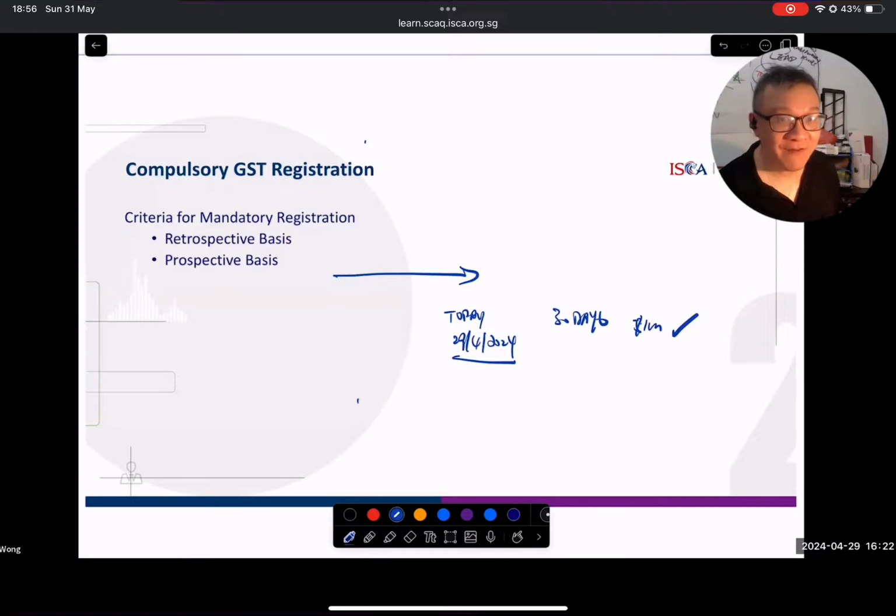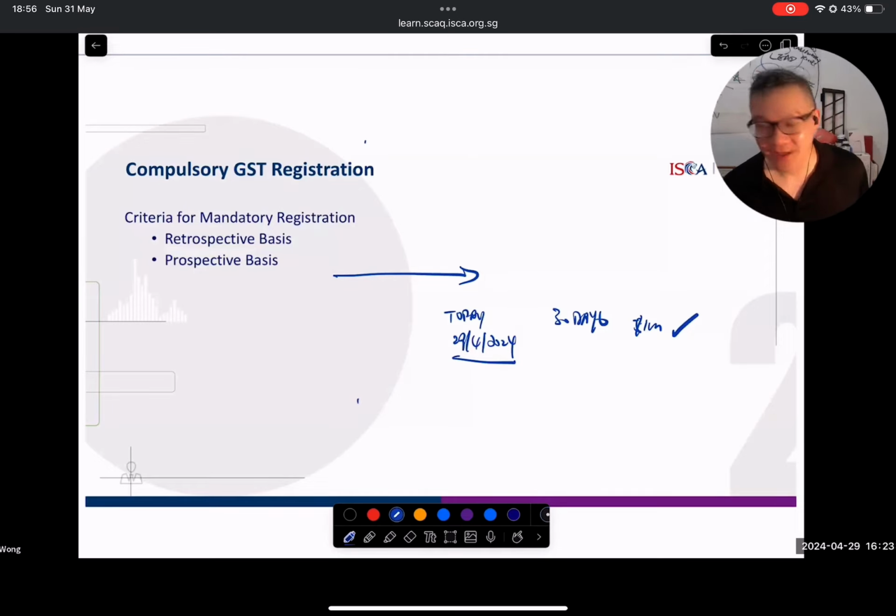So again, the retrospective basis is evaluated once a year, at the end of the calendar year, so to speak. But the prospective basis, you think about it, is evaluated on a daily basis. The question every day you have to ask is, within the next 30 days, will I hit the threshold? Will I exceed the threshold? This is still being evaluated on a daily basis.